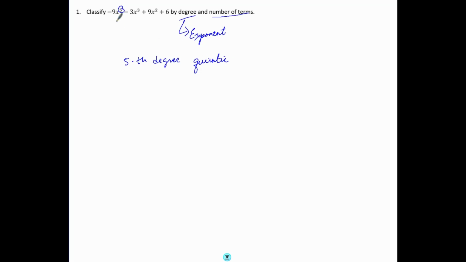And then by number of terms, you just want to count out how many things are getting added and subtracted in here. So 1, 2, 3, 4. So it's going to be a quintic 4-term polynomial. Remember, 4 and on, they just go 4 or 5-term polynomial, but everything before that would be monomial, binomial, trinomial, and then 4-term polynomial. Moving on to question 2.